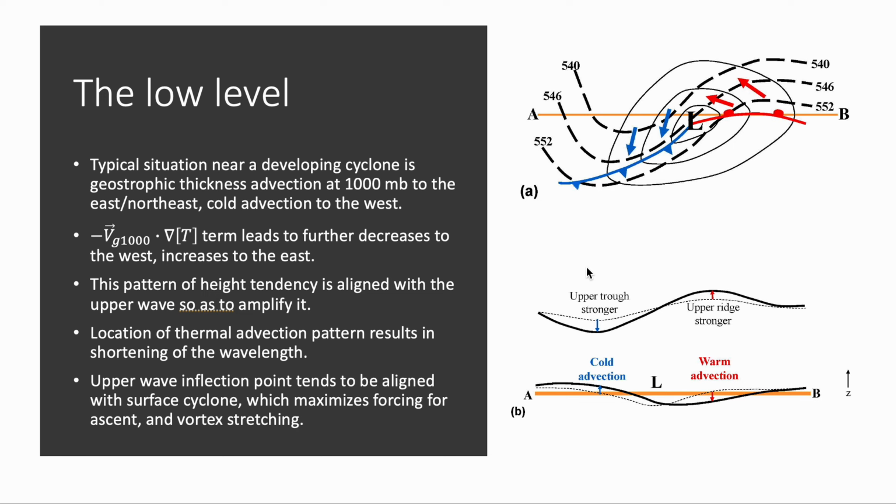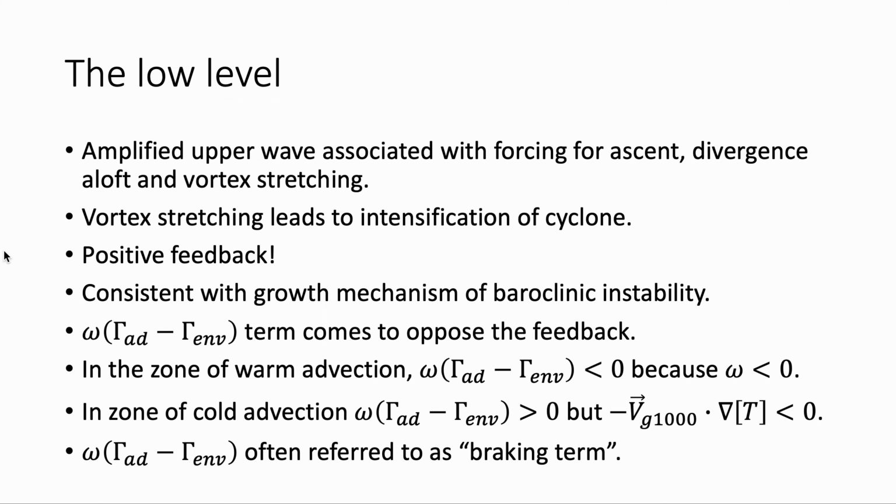Okay, and this inflection point tends to be aligned with the surface cyclone, which leads to the maximizing of ascent over here, which then leads to a greater vortex stretching. So as I was saying earlier, it's almost like a positive feedback. Okay, and we'll talk about baroclinic instability, but this is a picture consistent with baroclinic instability.